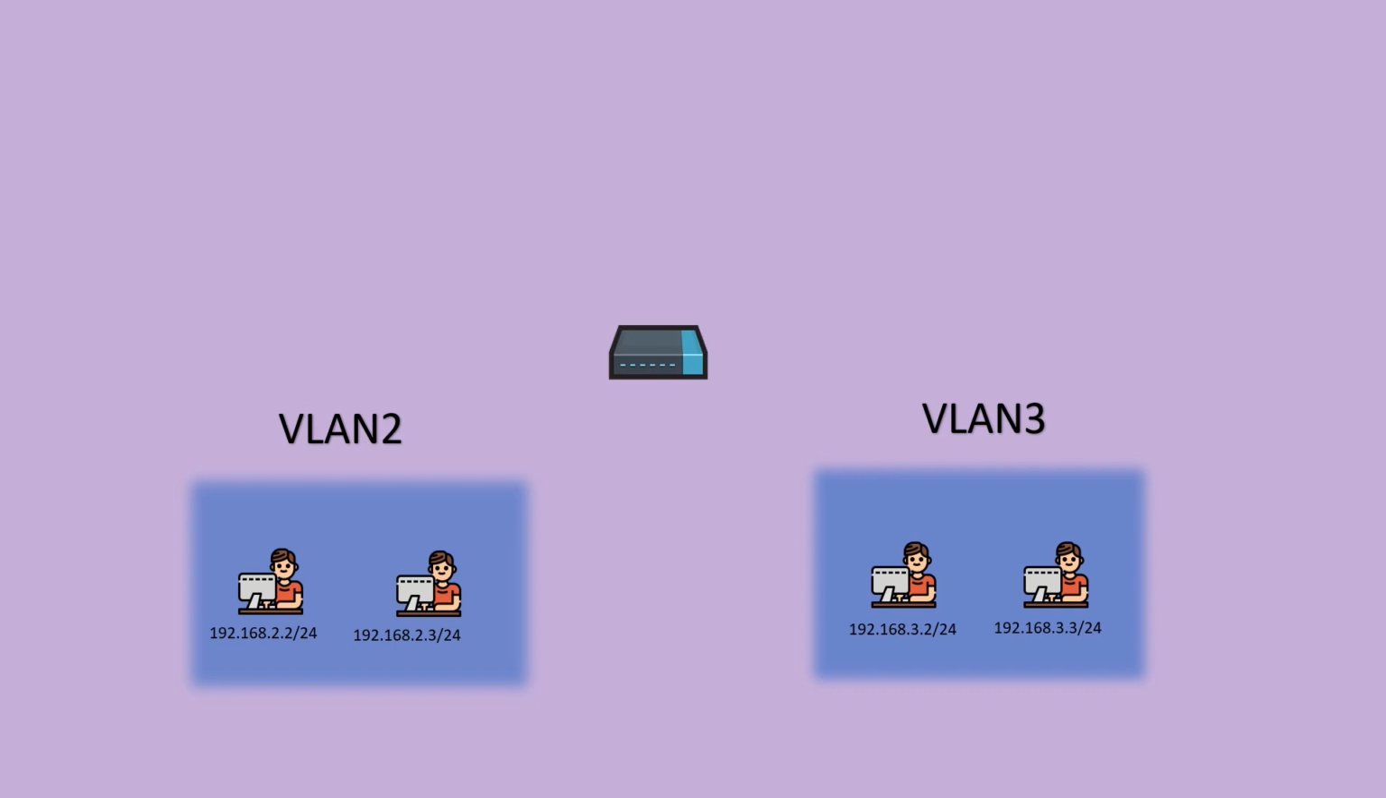Each VLAN is a separate logical network. Devices inside the same VLAN can communicate with each other. For example, a computer in VLAN 2 can communicate with other computers in VLAN 2, and computers in VLAN 3 can communicate with other computers in VLAN 3. However, devices in different VLANs cannot communicate directly with each other.